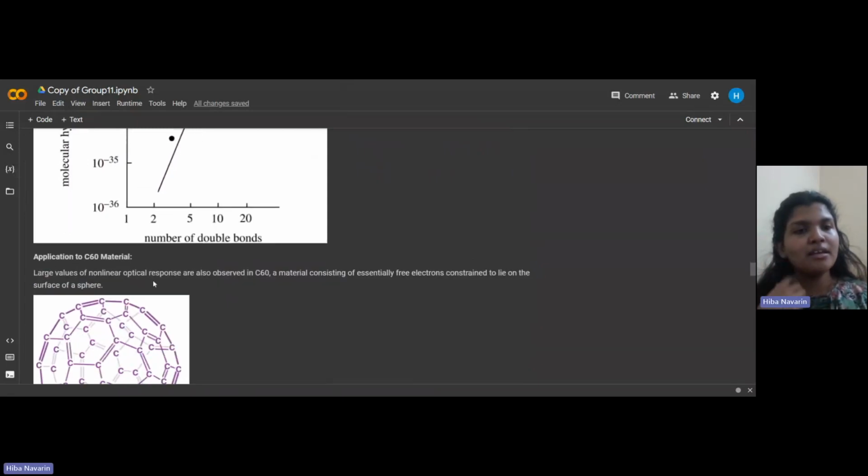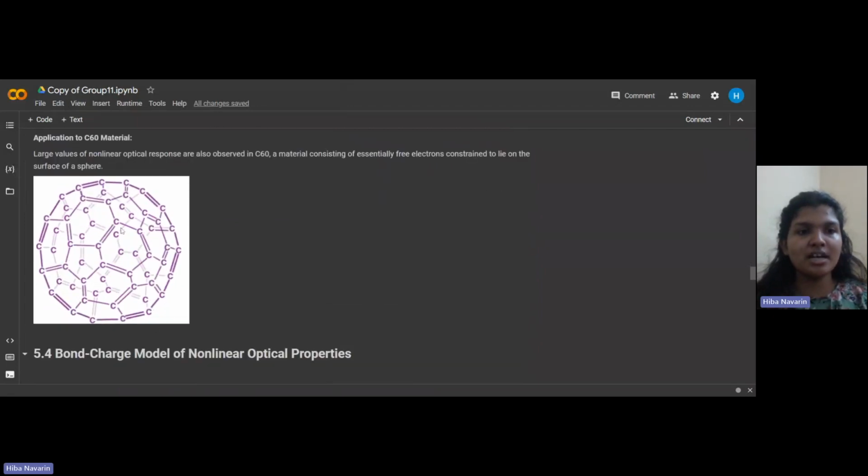Now there is this very interesting example of C60, which is also known as Buckminsterfullerene, and you can see its unique shape. It also has alternate single and double bonds. In this, the electrons are free to move around the surface of the sphere created by this unique structure of the material.